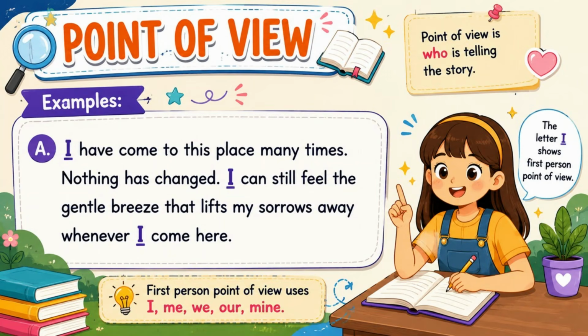Example: I have come to this place many times. Nothing has changed. I can still feel the gentle breeze that lifts my sorrows away whenever I come here. First person point of view uses I, me, we, our, mine.